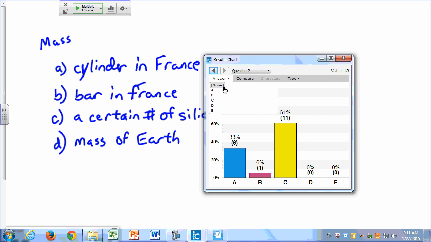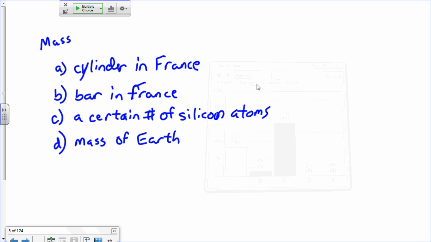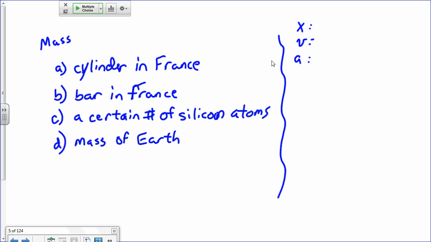Let's see, so A is the correct answer. Let's do a little bit of dimensional analysis. We'll have some other questions like this in just a bit, so I'm just reviewing some of these things. Let's say that I have these variables, x, v, and a, and they have these particular units. X is measured in meters, v is measured in meters per second, and a is measured in meters per second squared. With that, what are the units of this expression?